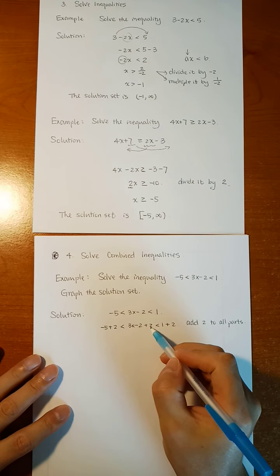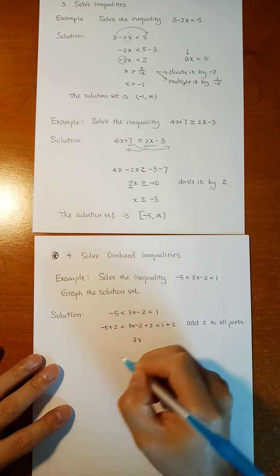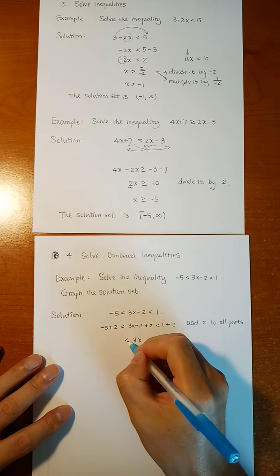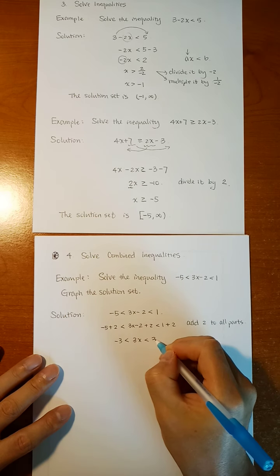And the negative 2 plus positive 2, they cancel. So the middle term becomes 3x. Negative 5 plus 2 is negative 3. 1 plus 2 is 3.